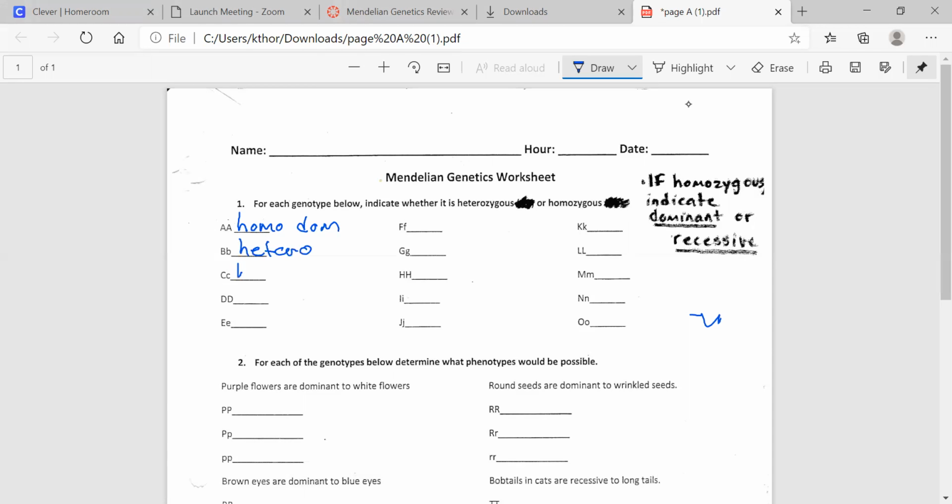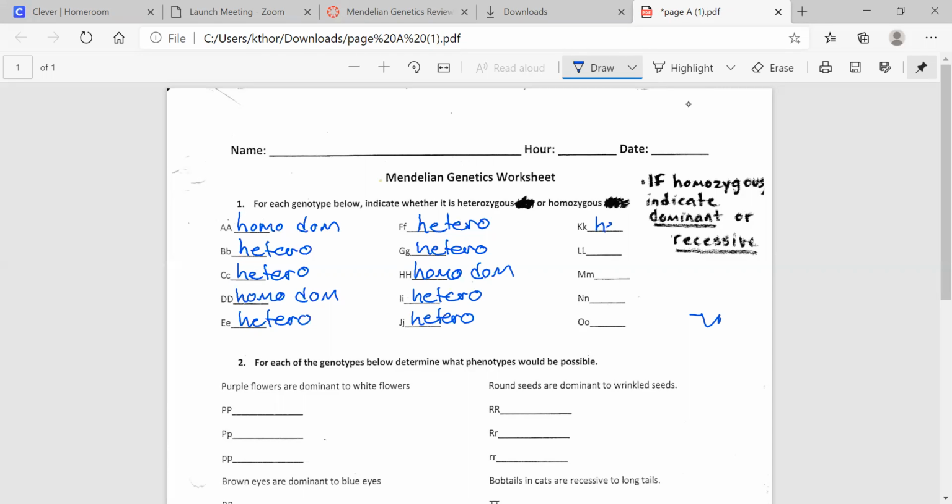heterozygous, heterozygous, homozygous dominant, heterozygous, heterozygous, heterozygous, homozygous dominant, heterozygous, heterozygous, heterozygous, homozygous dominant. Knew I was going to mess up one. Heterozygous, heterozygous, and heterozygous. Number 2, for each genotype below, determine what phenotypes would be possible.